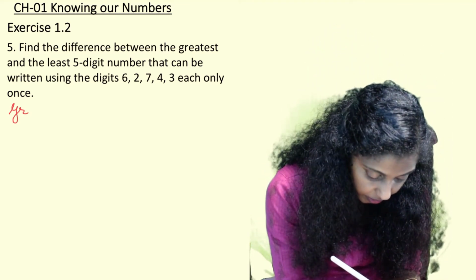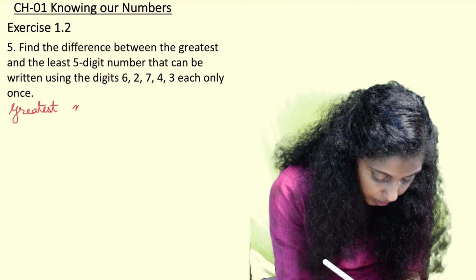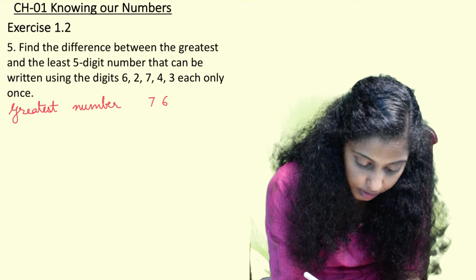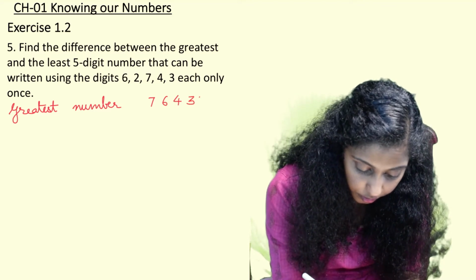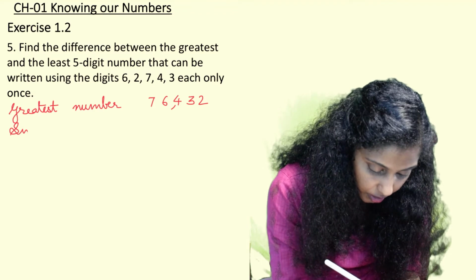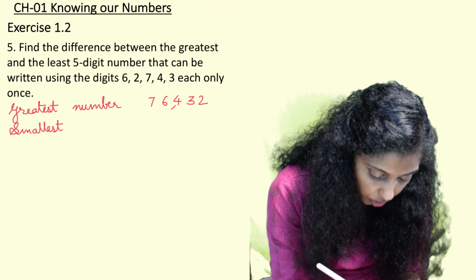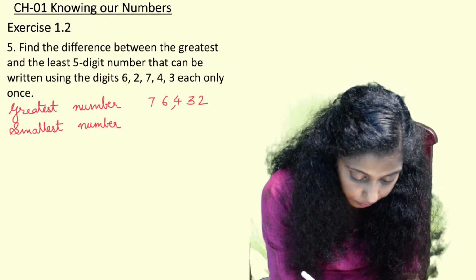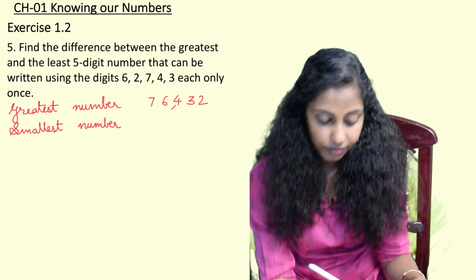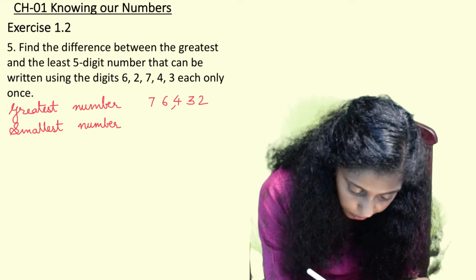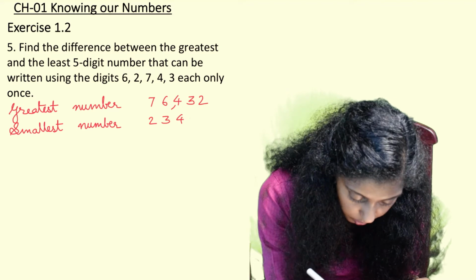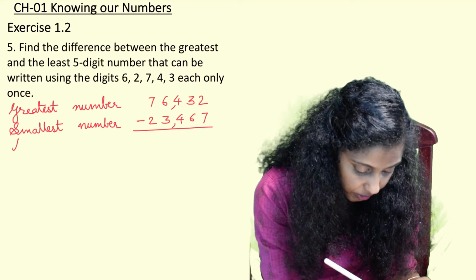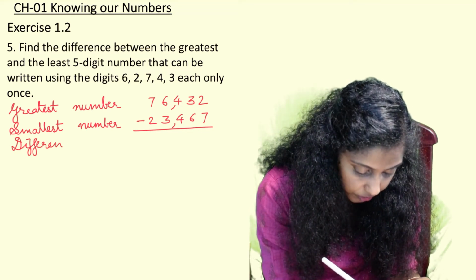So we write greatest number. So in descending order when we arrange 7, 6, 4, 3, 2. This is the greatest number. And then we have the smallest number. So we arrange in the ascending order. So here there are 5 digits. So we can write from the beginning only 2, 3, 4, 6, 7. And we have to find out the difference. So difference means we have to do subtraction.